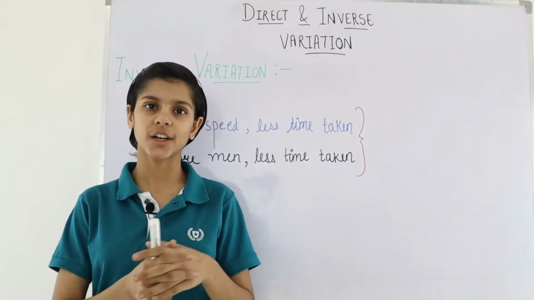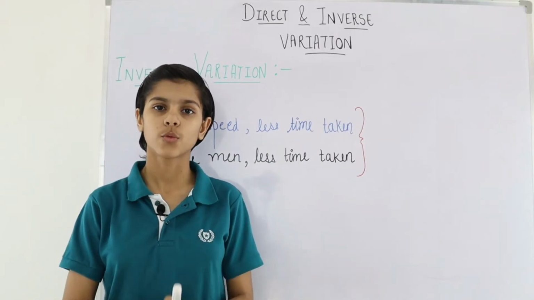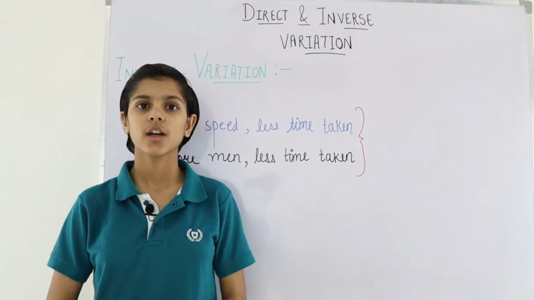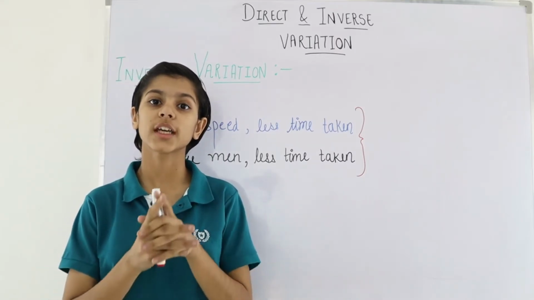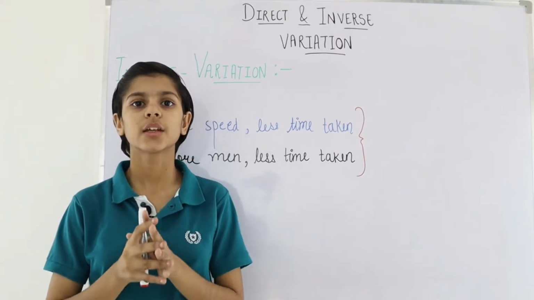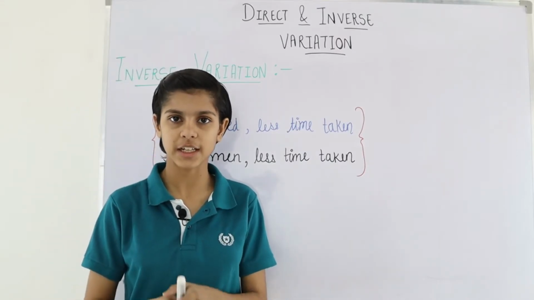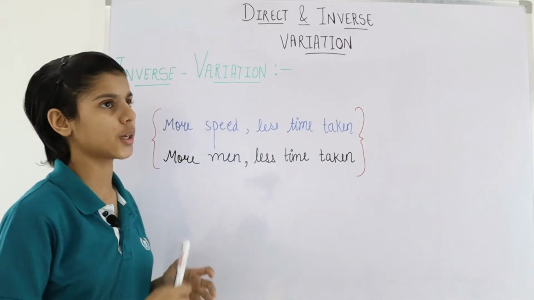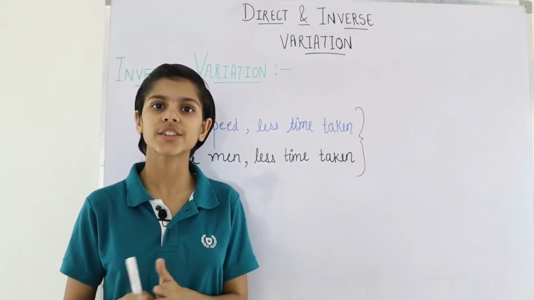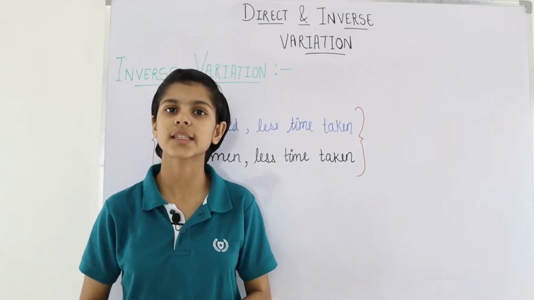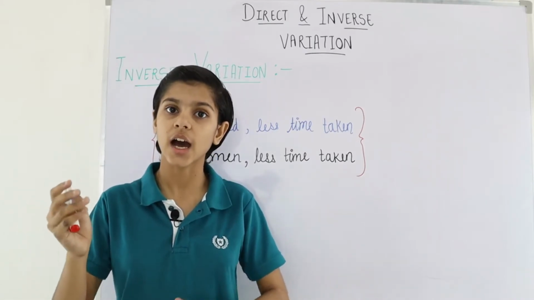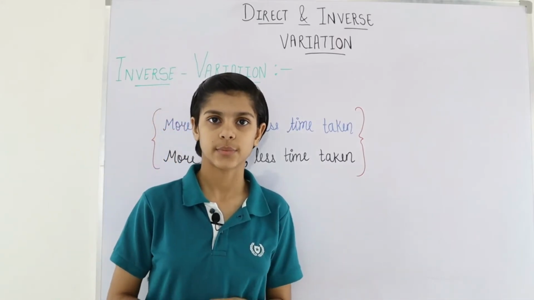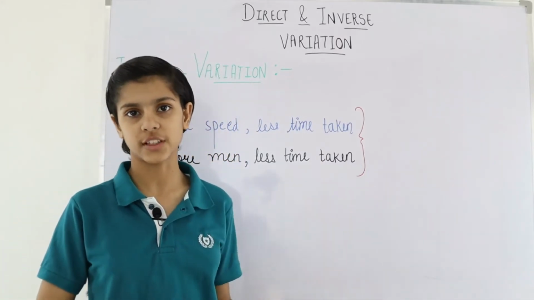So friends, earlier we discussed what direct variation is, and we solved some of its questions. So now we have come to inverse variation. Inverse variation, clear from the name, is the direct opposite of it. It means the variables in inverse variation are related to each other inversely. Inversely means if one variable is increasing, the other is decreasing, and if one is decreasing, the other is increasing. It means they will do the opposite of each other.